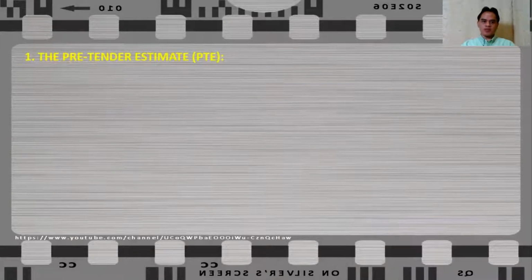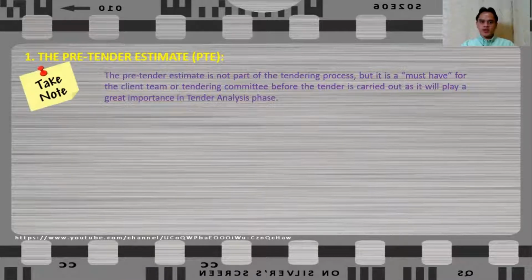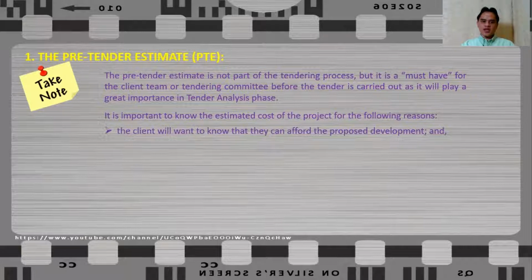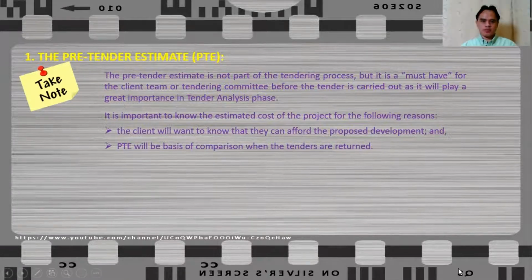Let us talk about pre-tender estimate, or PTE. It is worth noting that a pre-tender estimate is not part of the tendering process, but it is a must-have for the client team or tendering committee before the tender is carried out, as it will play a great importance in tender analysis phase. It is important to know the estimated cost of the project due to the following reasons. First, the client will want to know that they can afford the proposed development, and pre-tender estimate will be the basis of comparison when the tenders are returned.